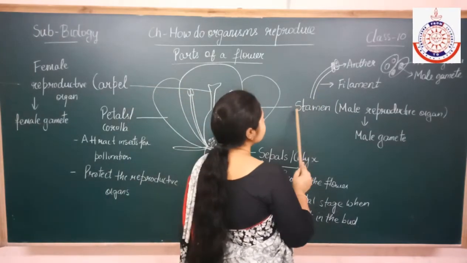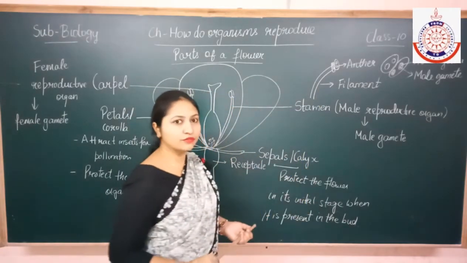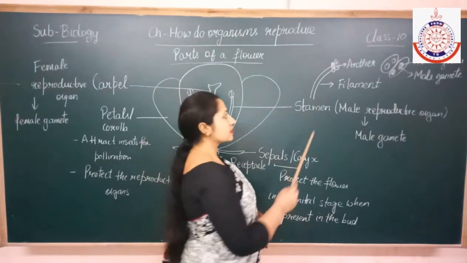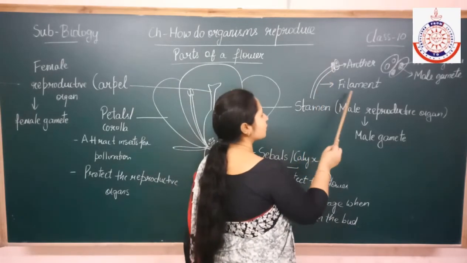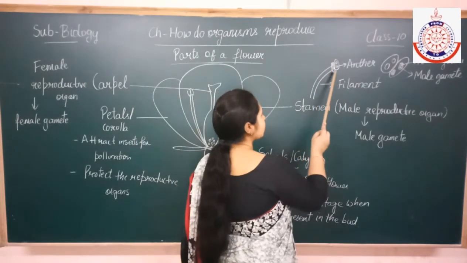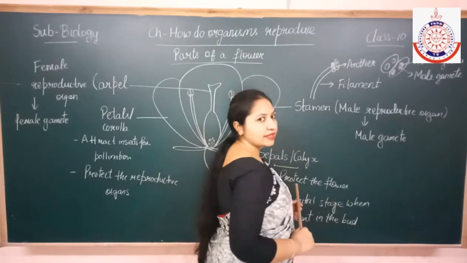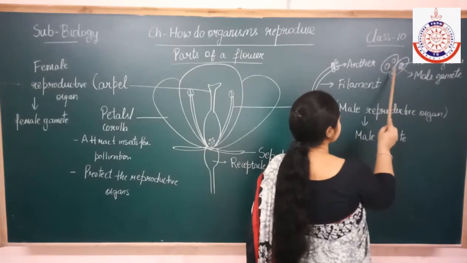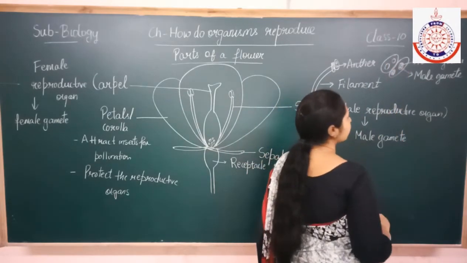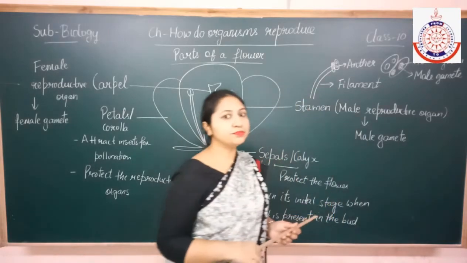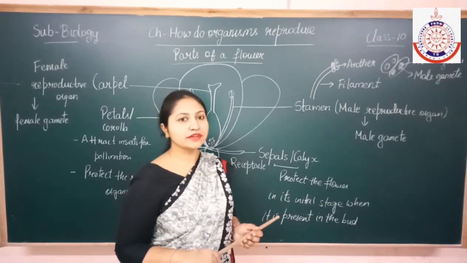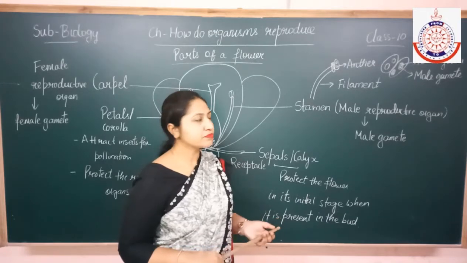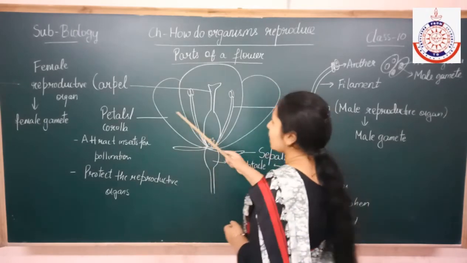Have a look again. Stamen is the male reproductive organ and it is responsible for producing the male gamete. It consists of two parts: the long stalk known as the filament and this lobed structure known as the anther. The anther consists of the pollen grains, and each pollen grain contains around 2 male gametes. Now next is carpel.